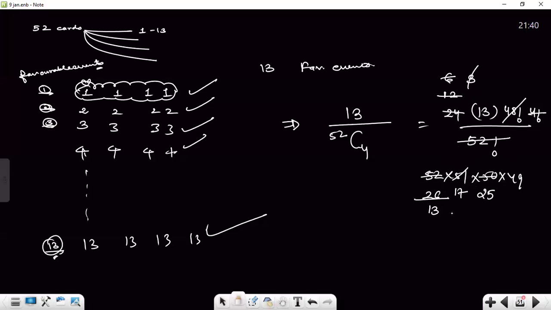13 is a prime number. Yes, 13 cancels 13, which is left. 26 was already cancelled. Now there's nothing in the numerator. So 1 by 17 into 25 should be our answer, if we are solving it rightly.